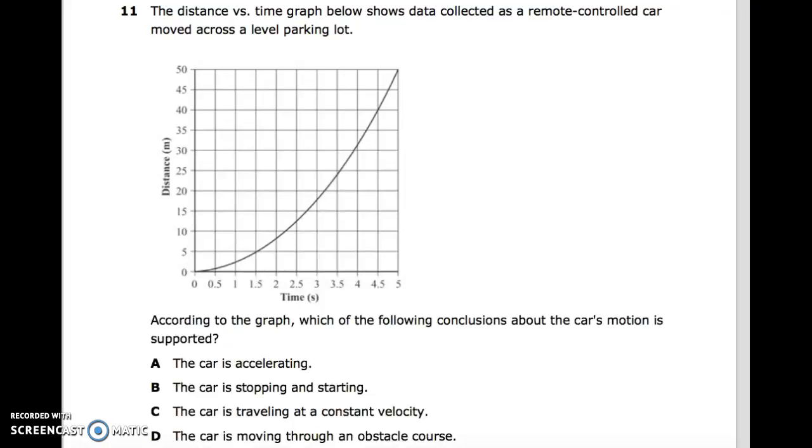11. The distance versus time graph below shows data collected as a remote-controlled car moved across a level parking lot. Distance, time. According to the graph, which of the following conclusions about the car's motion is supported? A. The car is accelerating. B. The car is stopping and starting. C. The car is traveling at a consistent velocity. D. The car is moving through an obstacle course.